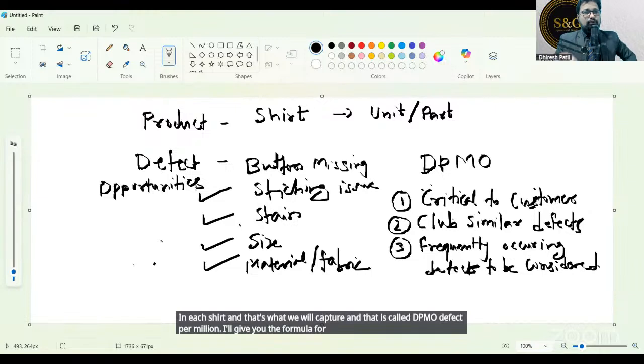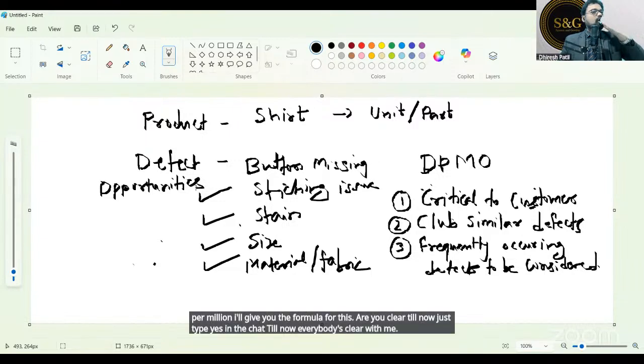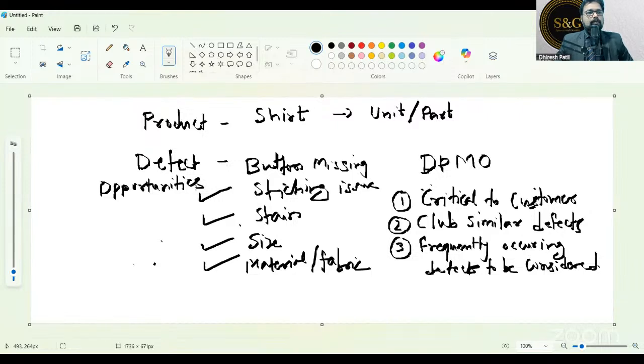Are you clear till now? Just type yes in the chat box. Till now, everybody's clear with me? Super. Amazing.